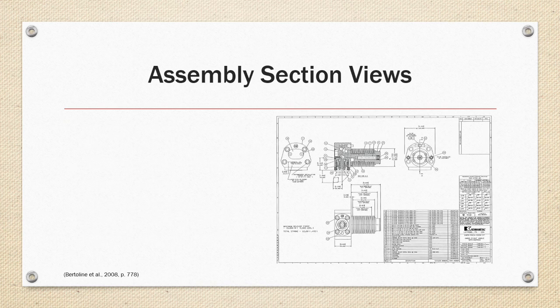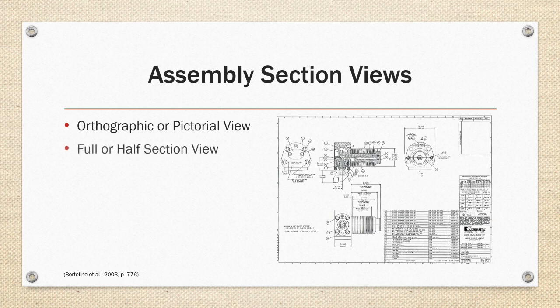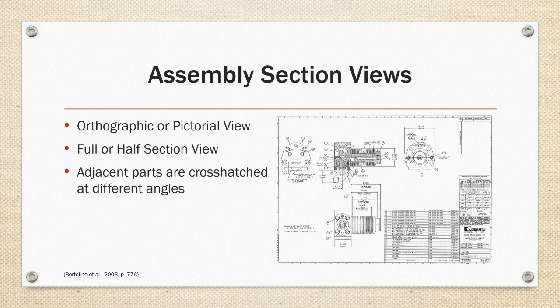Assembly section views. They can be orthographic or pictorial. The example on the right is orthographic, and the section view occurs in what would be the top view. They can be full or half section views. And adjacent parts are crosshatched at different angles to differentiate them from each other. And certain features are not sectioned to help with clarity.